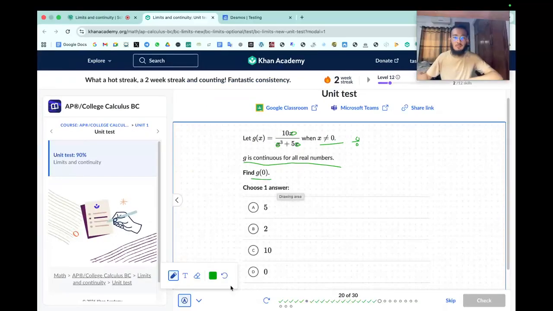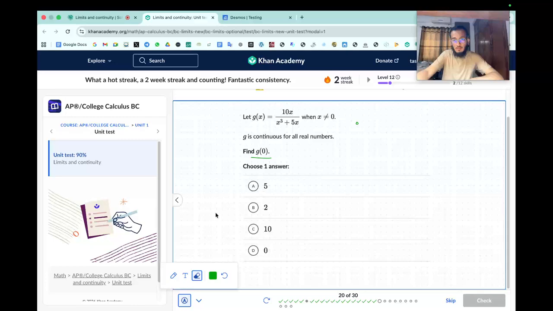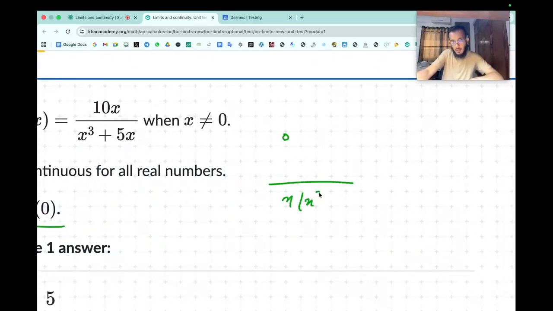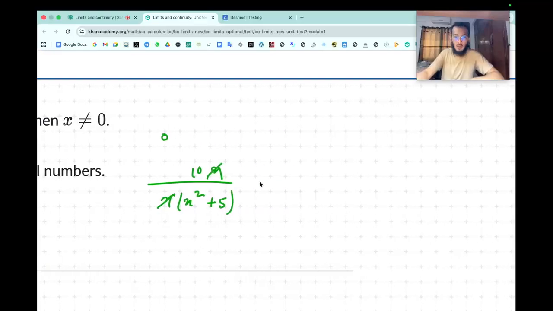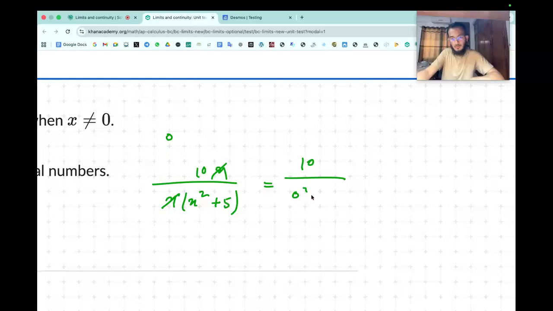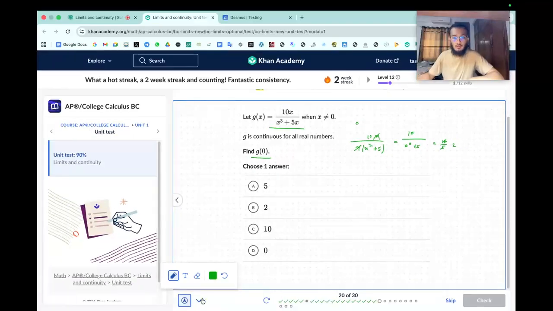What do we do? We factor it out. We can take x common from here. So we have x common, x squared plus 5 and 10x. So x cubed plus 5x is the same as this when you multiply. You can now cross out the x. Now you can plug in 0. So we get 10 upon 0 squared is 0 plus 5. So 10 upon 5, or 2. So what do you get? You get 2.